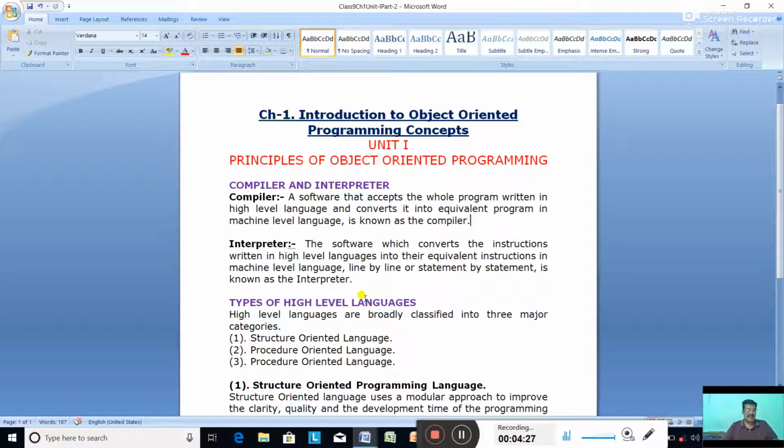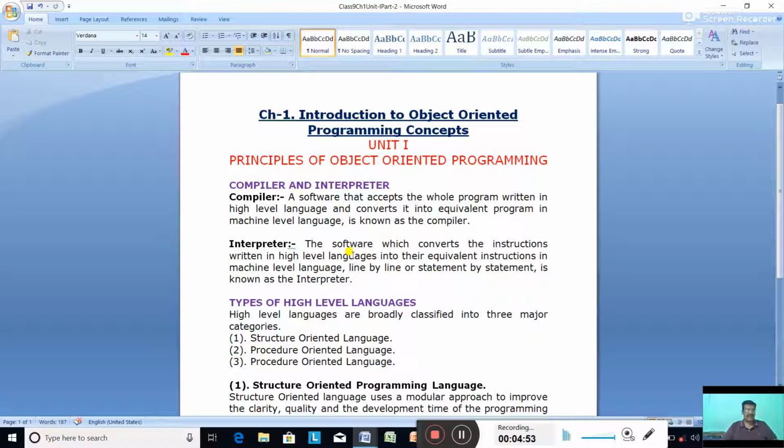Compilers and interpreters are system software. Both are examples of system software, and they are also known as language processors. Okay. So the compiler is comparatively faster than the interpreter, but sometimes it becomes difficult to correct errors since it displays all the errors together. Now we have some differences between compiler and interpreter.